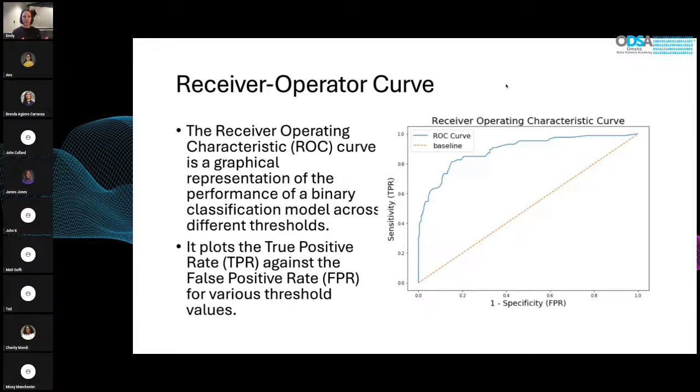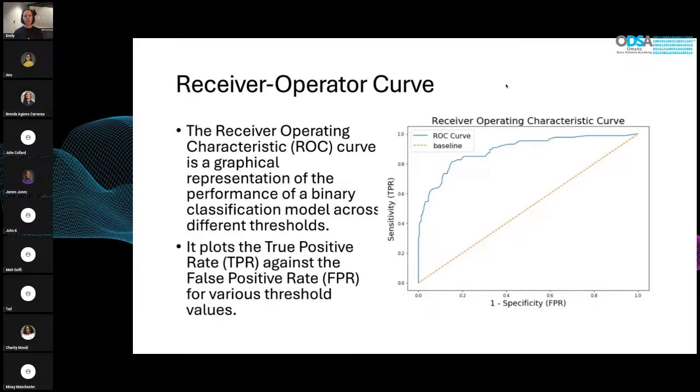This new metric that we're going to talk about, called the receiver operator curve, or more commonly in the field called the ROC curve, is threshold agnostic. It means it doesn't matter what the threshold is for your model. It calculates a performance metric for your model without defining a specific threshold.